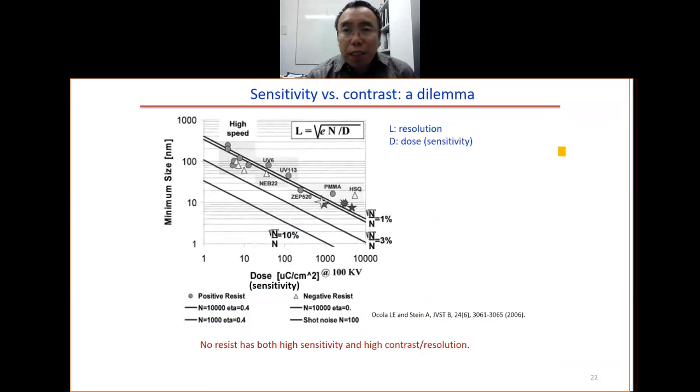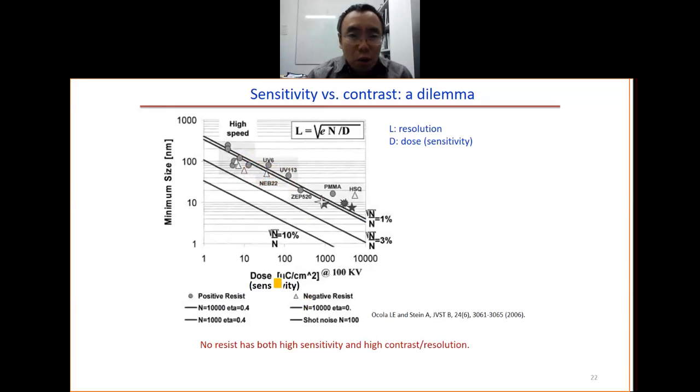So obviously, what do we want? We want both high sensitivity and high contrast. But unfortunately, as you see from this curve, there is no resist that has both high sensitivity and high contrast. This curve was compiled by Dr. Ocola from the Argonne National Lab. Those are the popular resists. Here we will talk about HSQ, PMMA, and then ZEP 520. Other people also use those resists, but those are chemically amplified resists.